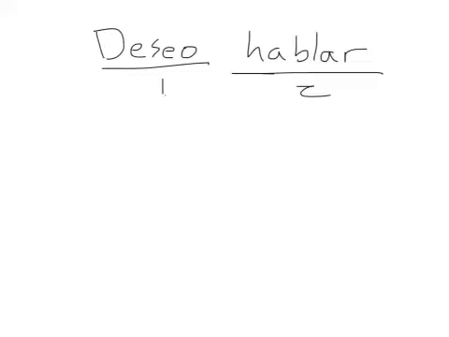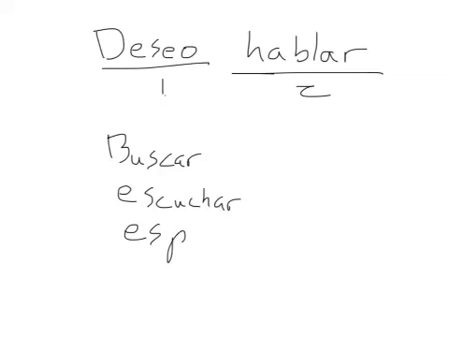Don't forget that there are 4 verbs that are a little bit different than in English. Buscar. What does buscar mean? It means to search. You search by bus or by car. The other one would be escuchar, which means to listen to. Esperar, which means to hope or to wait for. And then lastly would be mirar.